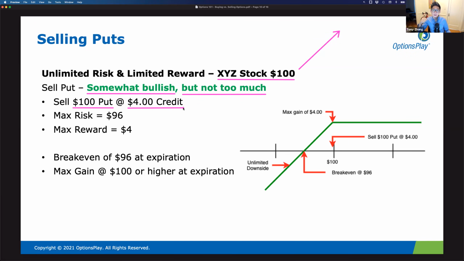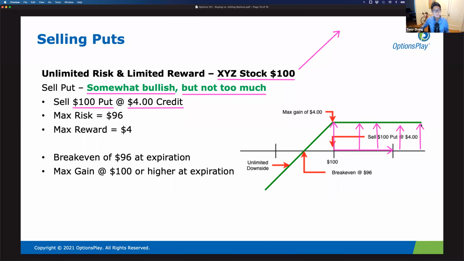Now, as an option seller, the most I can make, no matter what happens, is the $4 that I collect on this trade. So if the stock goes from 100 to 110, I make $4. If the stock goes from 100 to 130, I make $4. If the stock goes from 100 to 1,000, I still only make $4. So the most I can make is this $4 that I collect on my short put.